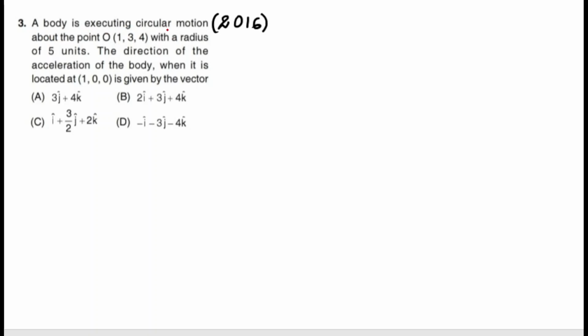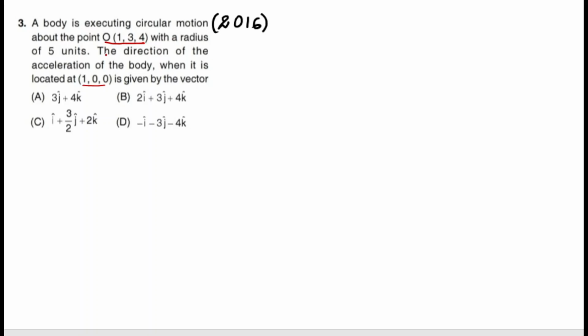A body is executing circular motion about the point O, that is 1 comma 3 comma 4. What does it say? Along the x-axis it is 1 unit distance. Along the y-axis it is 3 unit distance. Along the z-axis it is 4 unit distance, with the radius of 5 units. The direction of the acceleration of the body when it is located at 1, only along the x-axis, is associated. X is having 1 unit, whereas y and z are 0, 0. It is given by the vector.